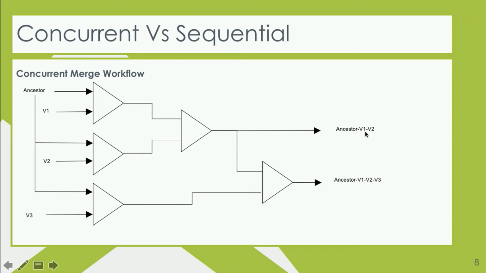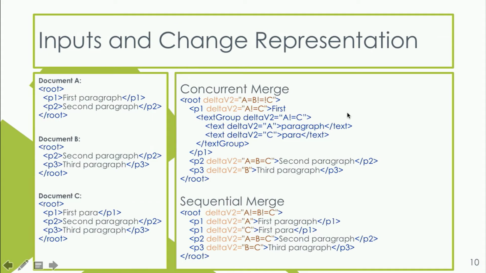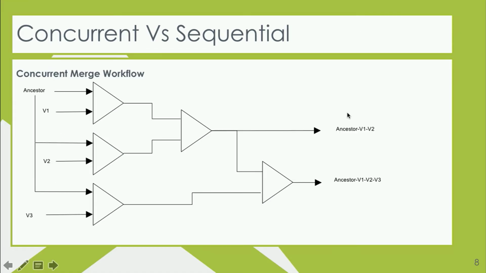Similarly, in sequential merge, because there is no concept of ancestor, every version gets compared with the previous version. Just like over here, V2 is compared with V1, V3 is compared with V2, and V4 is compared with V3. And the comparison results of all of them are stitched together to get the final result. If you see both of them, the number of comparisons is exactly the same. So how they differ is in terms of inputs, in terms of alignments, and how they are represented.